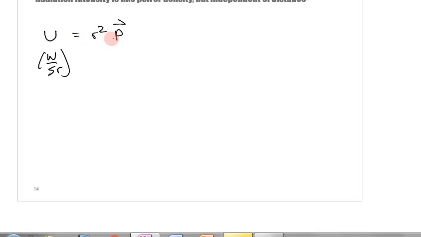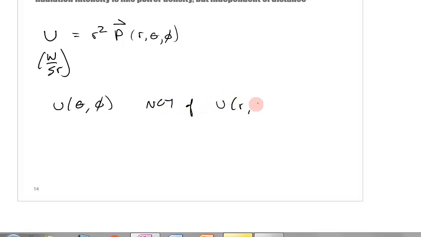Well, radiation intensity is saying something about the source of the radiation. Since we multiplied by r squared, there isn't a distance dependence anymore. Remember, the power density was a function of r, theta, phi. So since we multiply by r squared, we get rid of this r dependency. Radiation intensity is instead telling us how strongly the radiation is pointing in a certain direction, and it's only dependent on the angular directions, theta and phi, not r. So U will always be a function of theta and phi, not of r, theta, phi.